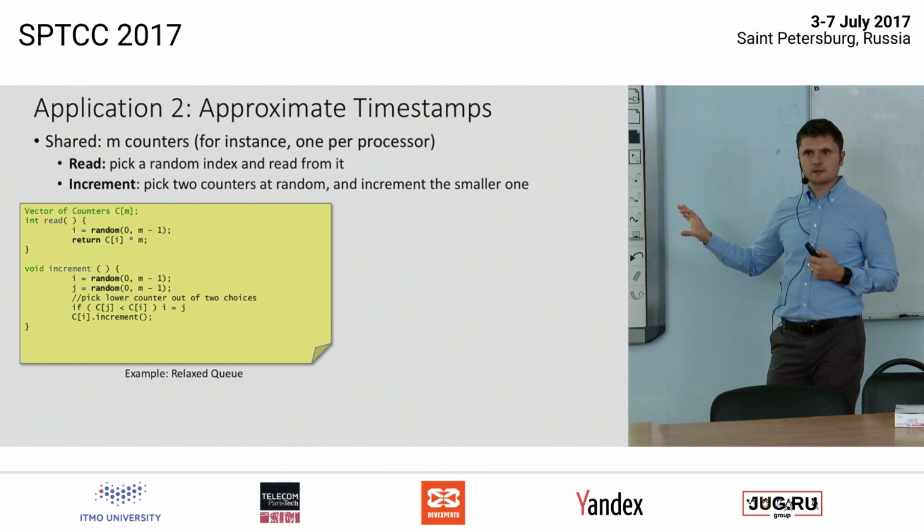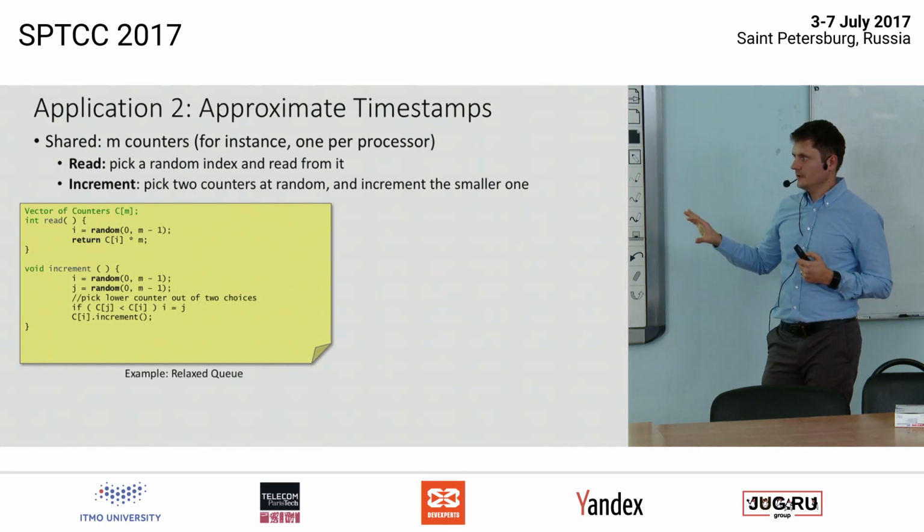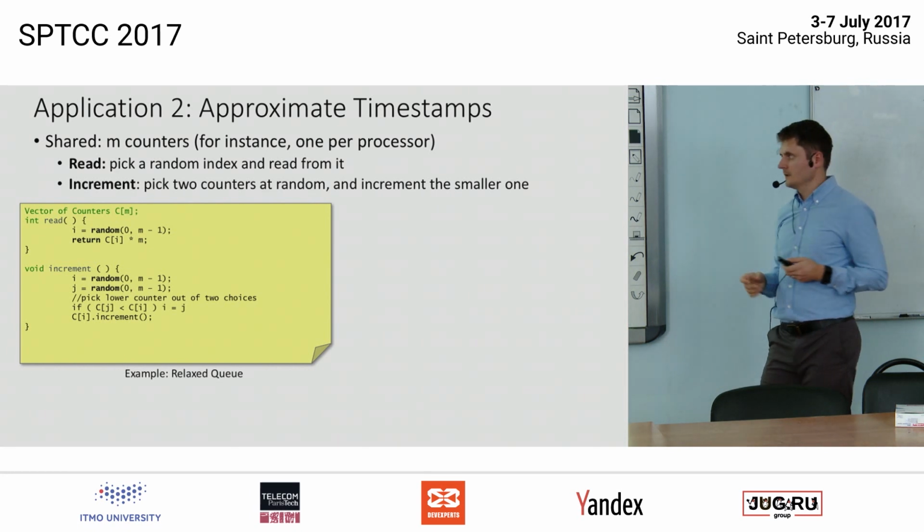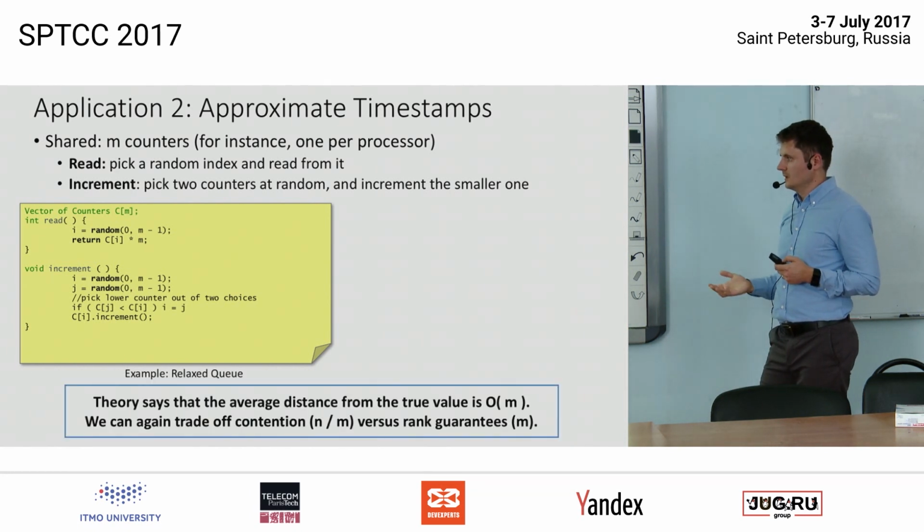Does this timestamp mechanism make sense? The only fancy thing we're doing here is coupling the counters by the fact that every time you want to do an increment, you don't increment a random counter, but you increment the best out of 2, or the worst out of 2 counters. It turns out this is good enough here.